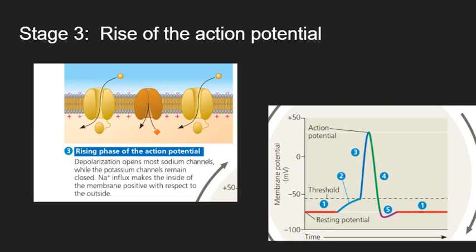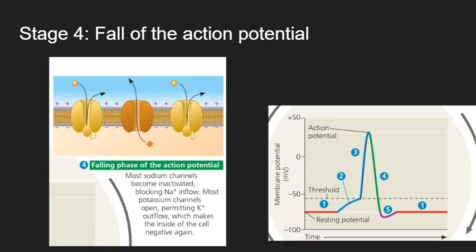So once the threshold is reached, all the sodium channels will open and sodium will rush into the cell and depolarize the cell. Notice now that the inside of the cell is positive due to the rush of sodium ions into the neuron, and the outside of the cell is negative. The membrane has completely depolarized. When that membrane has depolarized, that action potential is spread down the axon until it reaches the axon terminal and the neurotransmitter is released.